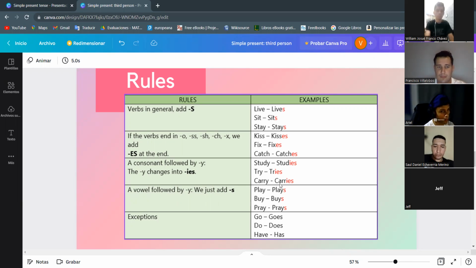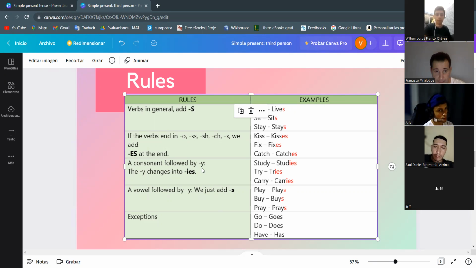And this one is carries. You don't have to pronounce the E, just carries. Good. Thank you. Oh, and this verb is pronounced like followed. Followed. Good. Thank you.